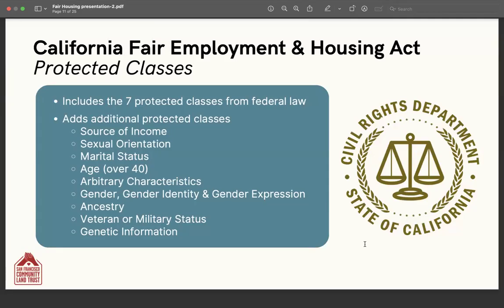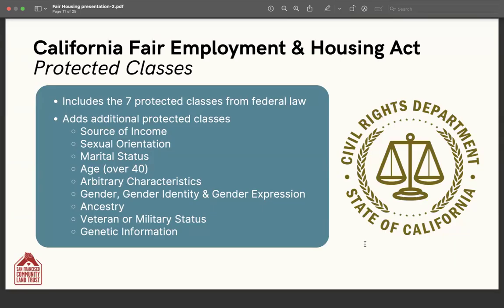It's denying somebody housing based on arbitrary characteristics, gender identity, and gender expression, someone's ancestry, that is protected, veteran or military status, and finally, genetic information.